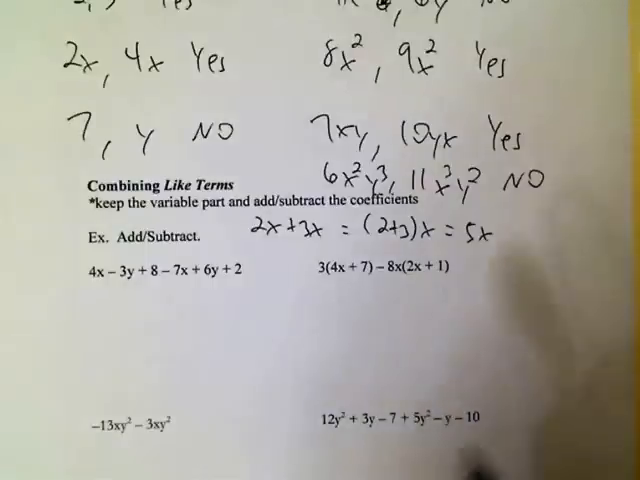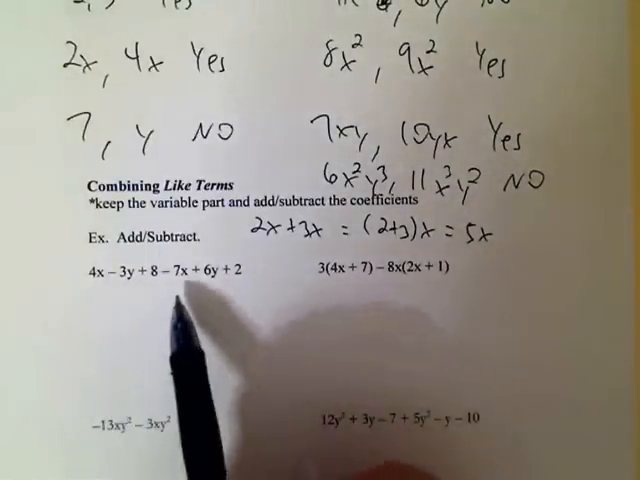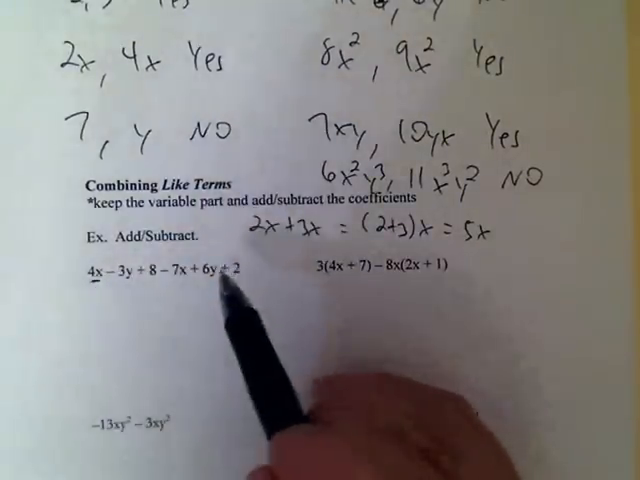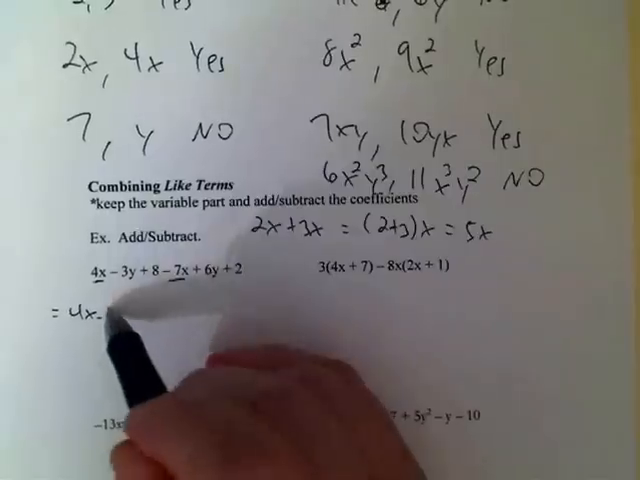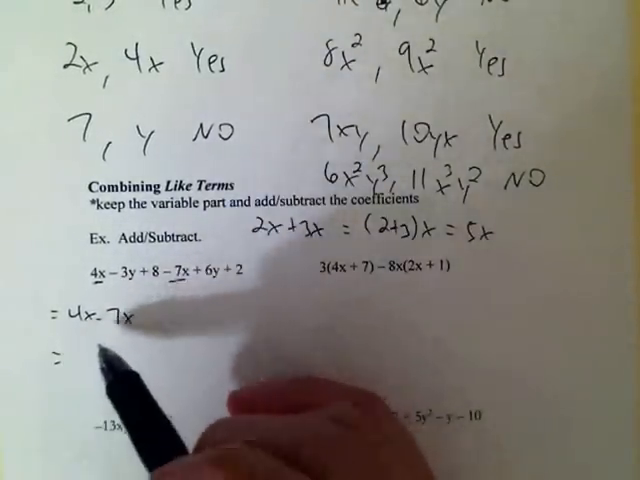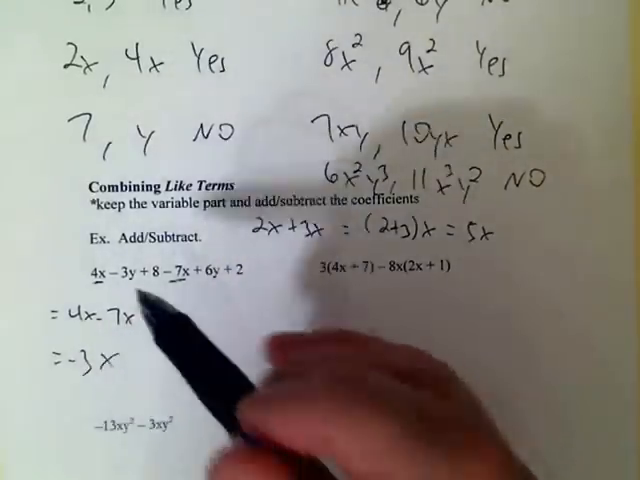So here we go. Let's add the like terms here. I'm going to start with the x. There's the next term. There's the next term. I'm going to put those together just to show you what's going on. When we do that, we keep the x and do 4 minus 7, which is negative 3. Let's mark those out. We're done using those.